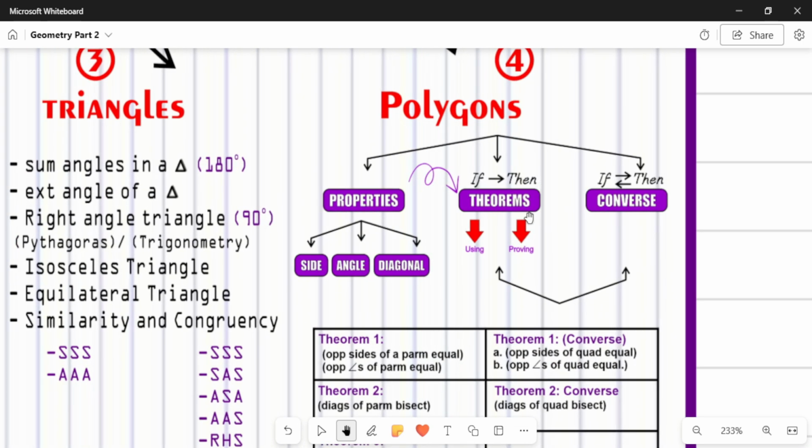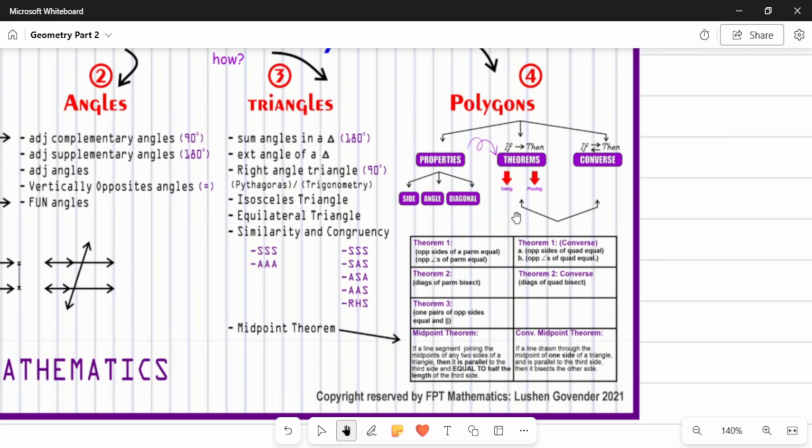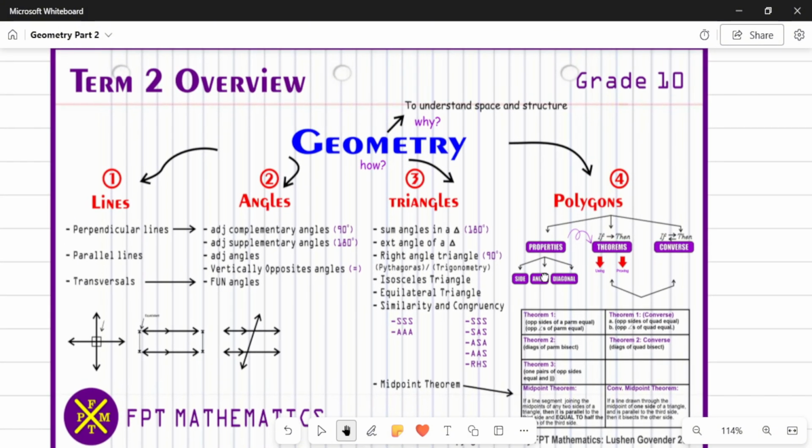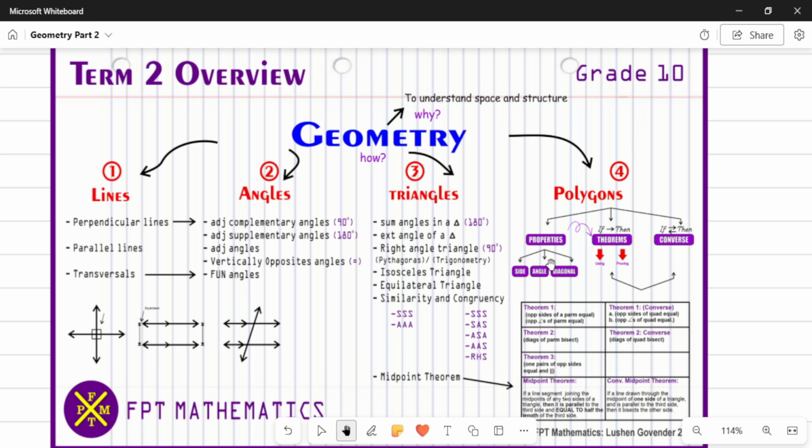If you zoom in on each of these concepts, you know that you need to elaborate on it more extensively than I could even fit on this single sheet. All right, so just keep these frameworks at the back of your mind. This is the entire grade 10 geometry displayed to you.